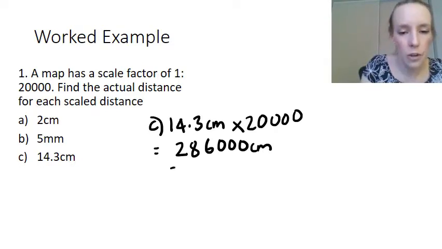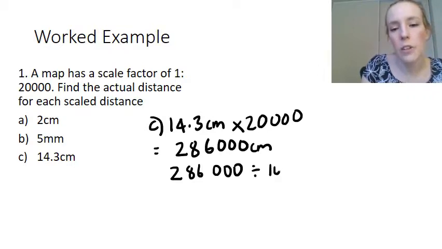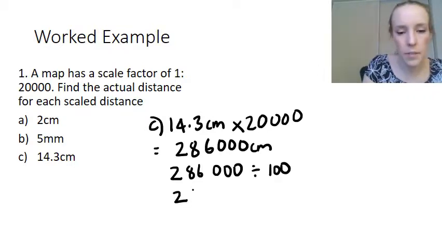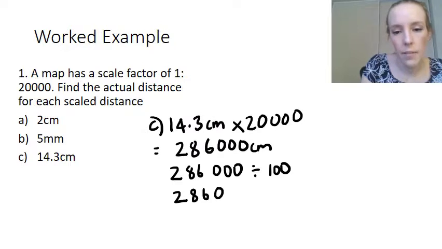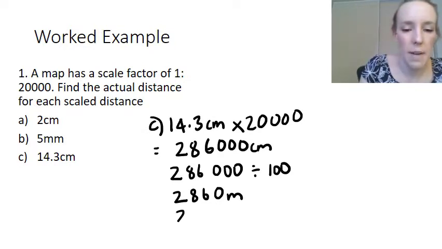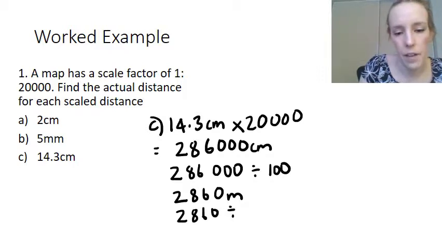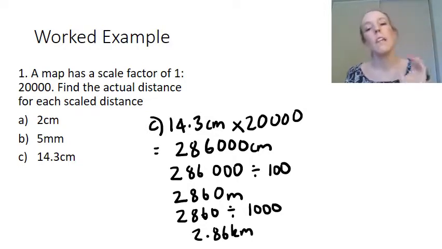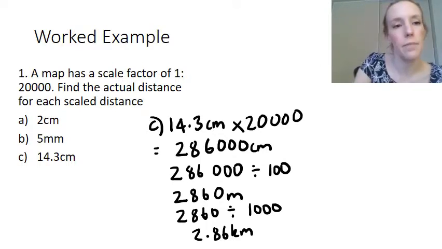Not a very useful unit, so we're going to convert. So we'll divide by 100 to turn it into meters. So it's still 2,860 meters. So we're going to divide by 1,000 to turn it into kilometers, and that will leave us with 2.86 kilometers. So that makes more sense. So therefore, 14.3 centimeters on our map is equal to 2.86 kilometers in real life.